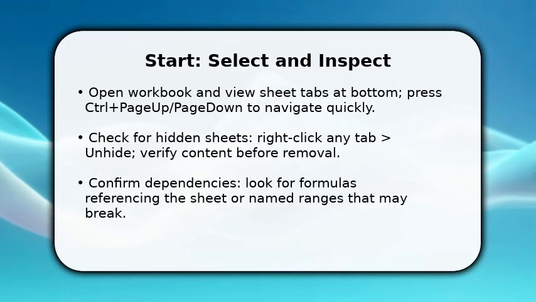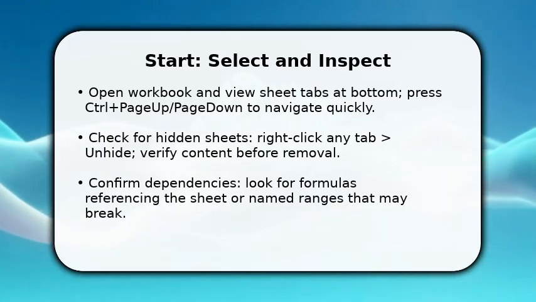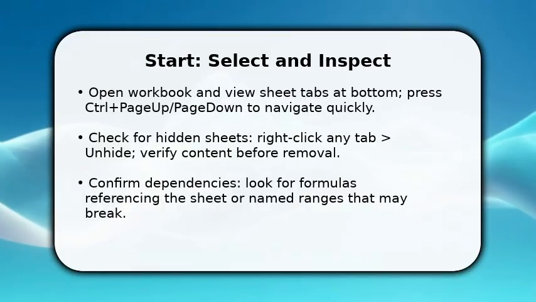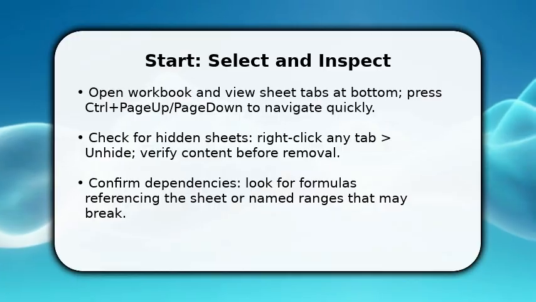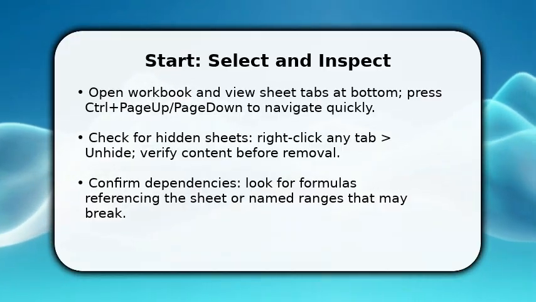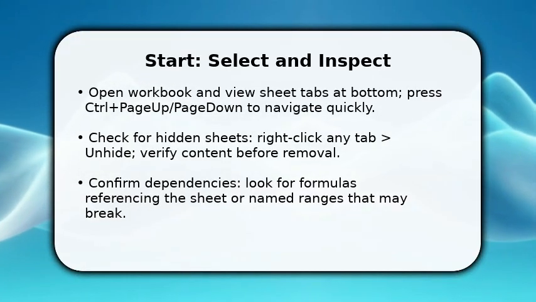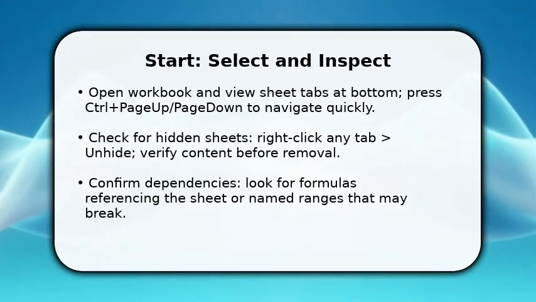Once visible, scan for links and formulas that reference this sheet so you do not break calculations. You should also check for named ranges and pivot caches that point to the sheet. This avoids surprises after deletion. When ready, proceed to the next step to remove safely.